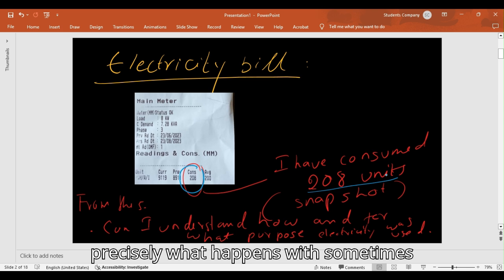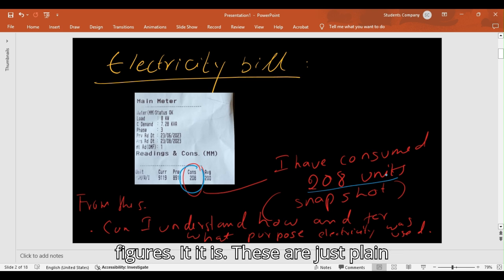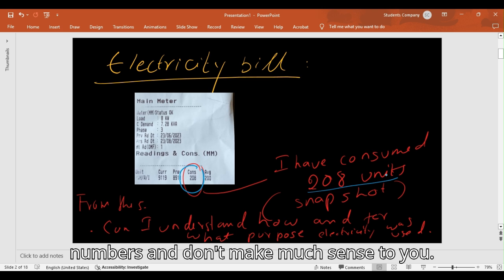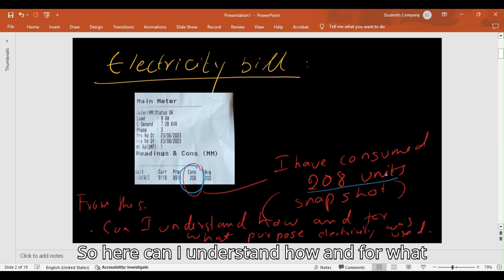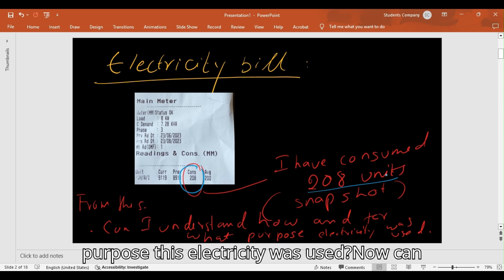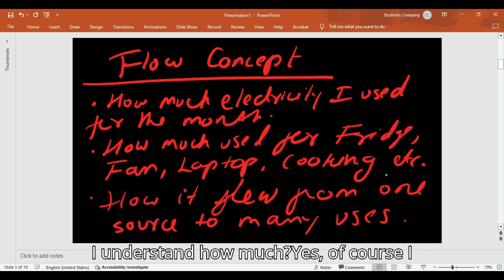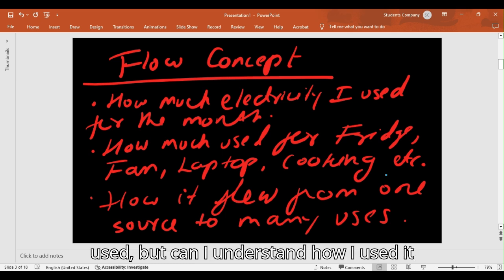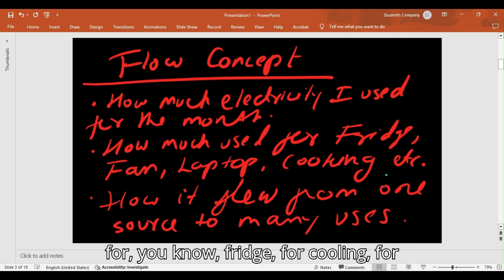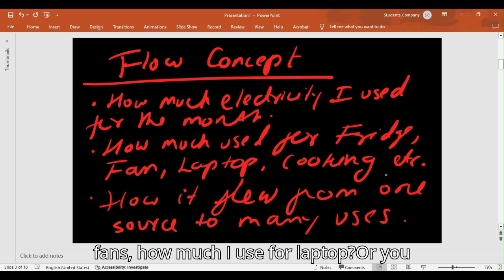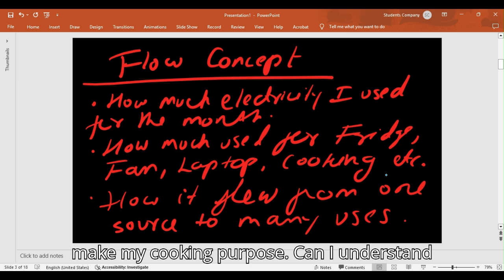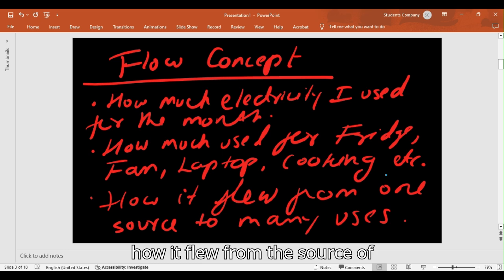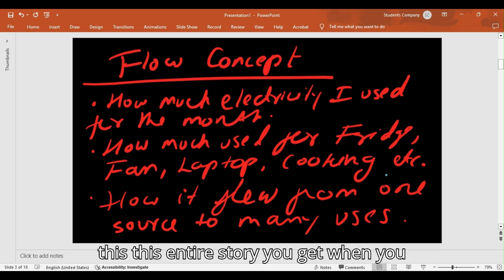So that's precisely what happens sometimes with balance sheet and P&L figures. These are just plain numbers and don't make much sense to you. So here, can I understand how and for what purpose this electricity was used? Now, can I understand how much? Yes, of course, I can understand how much electricity was used, but can I understand how I used it for fridge, for cooling, for fans? How much I used for laptop, or my cooking purpose? Can I understand how it flew from the source of electricity to my house and to the many products it was used in my house? So this entire story you get when you look at the flow concept.